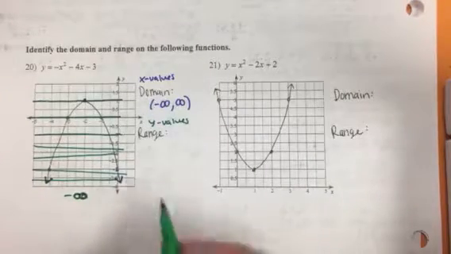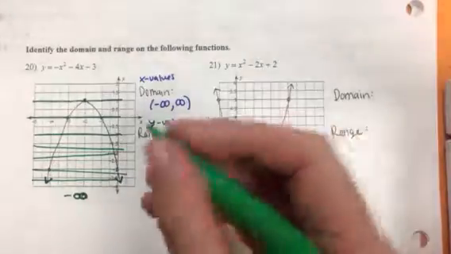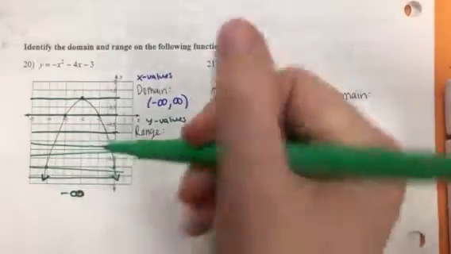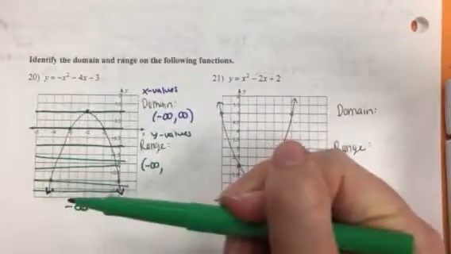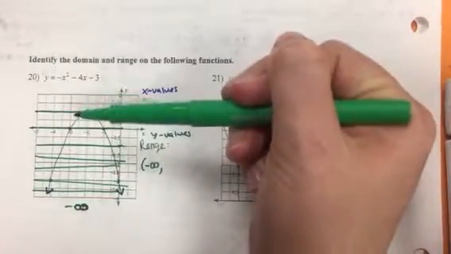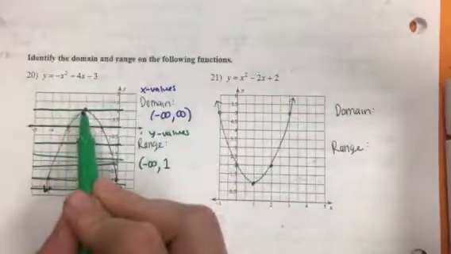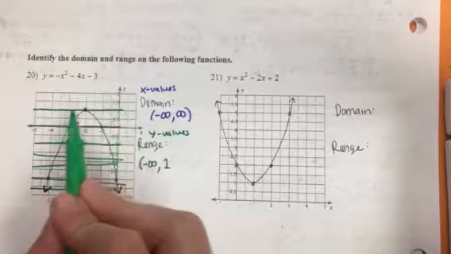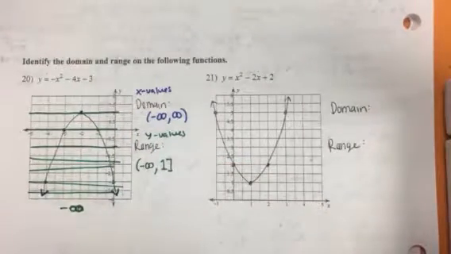So when I write my interval notation, it goes from -infinity all the way up to +1. Now, because there's a closed dot and that point is on 1, 1 is included in our interval notation.